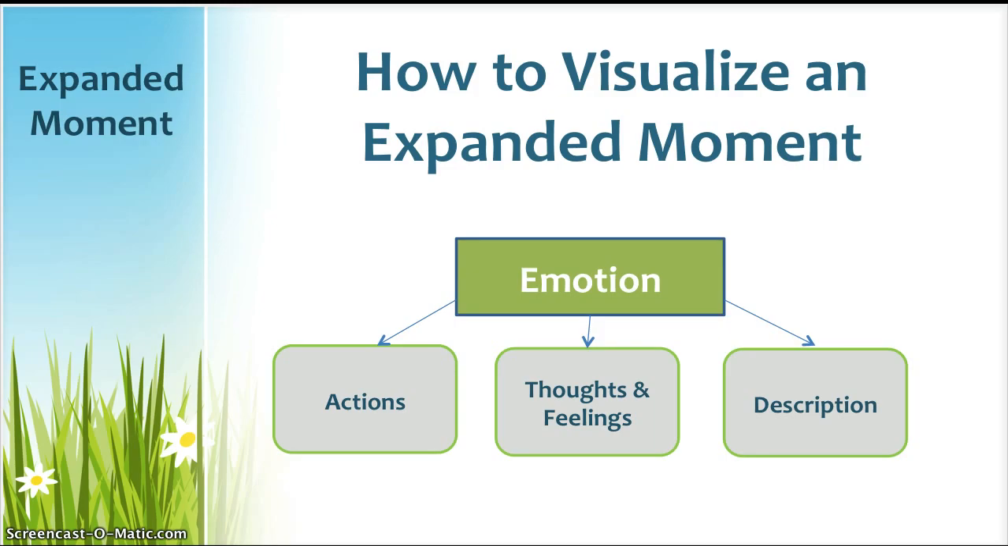Finally, you need to include plenty of description, lots of details about their surroundings in that moment that you stopped for the reader. What are they looking at? What are they hearing? Where are they? What's the setting? By using those descriptive details, you're going to be able to really make a moment pop for the reader. So once again, start with an emotion and then include actions, thoughts and feelings, and plenty of description.